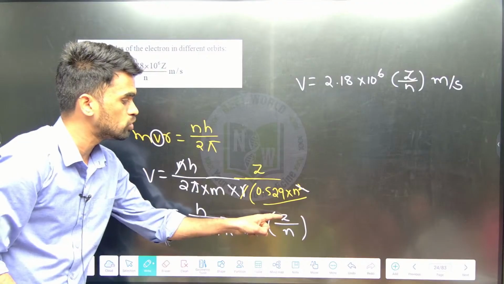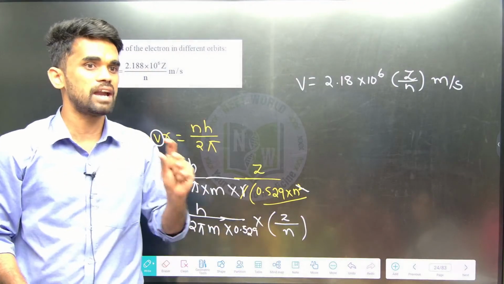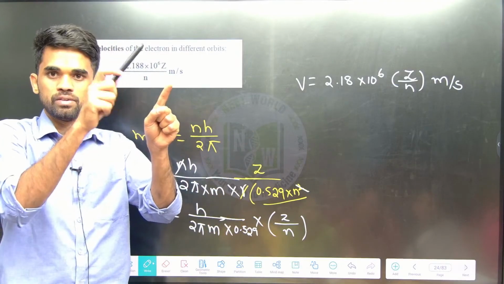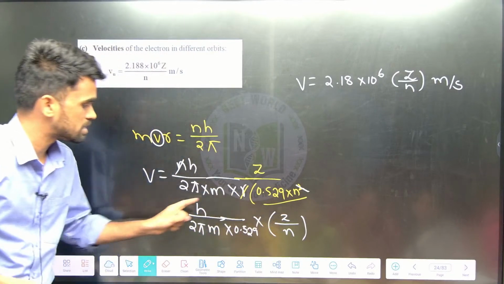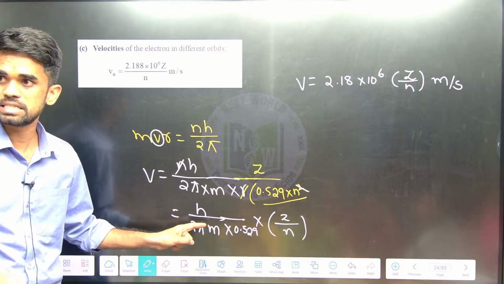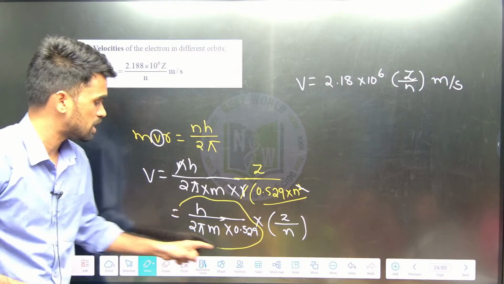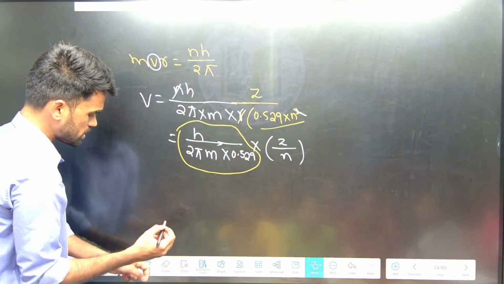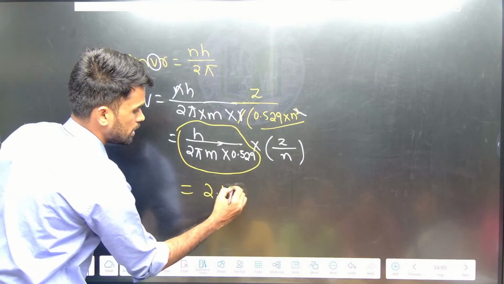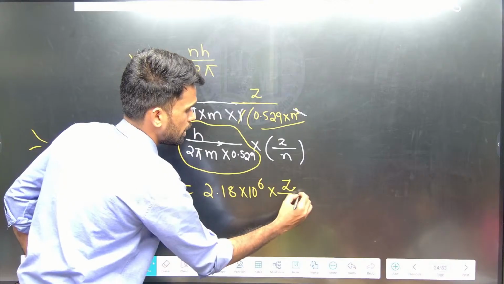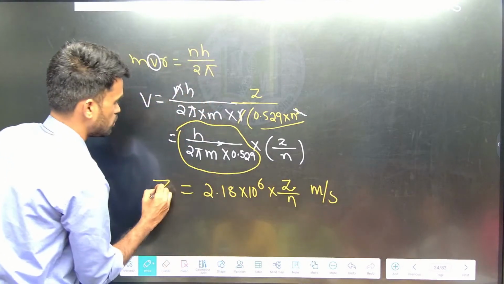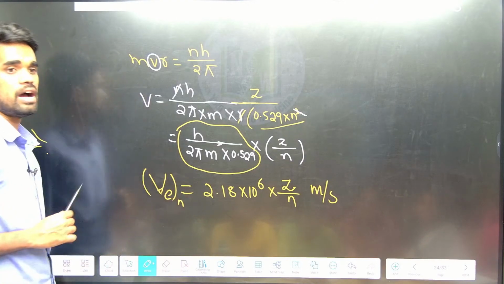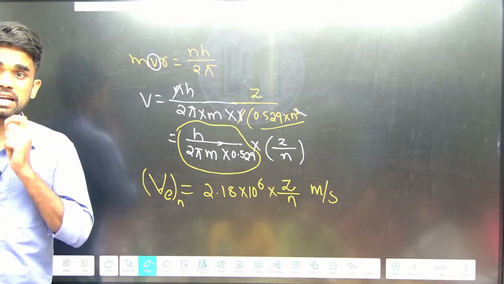These are the only two numbers that change. Z depends on the atom: if it is hydrogen atom, 1; helium ion, 2, like that. The n value depends on the orbit shell number: 1, 2, 3. So these are the only variables, and all the others are constants: h, the mass of the electron, pi. Upon putting in all these values and simplifying, you get the value I told you, 2.18 into 10 power 6 Z by n meter per second. So this is the velocity of an electron in the nth orbit of a hydrogen-like species. What is the formula here? Again, tell me.